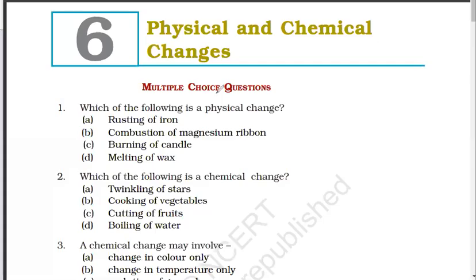Okay, everyone. So this is physical and chemical changes, right? So I started recording. Okay. So yeah, chemical and physical changes. So let's revise this concept.